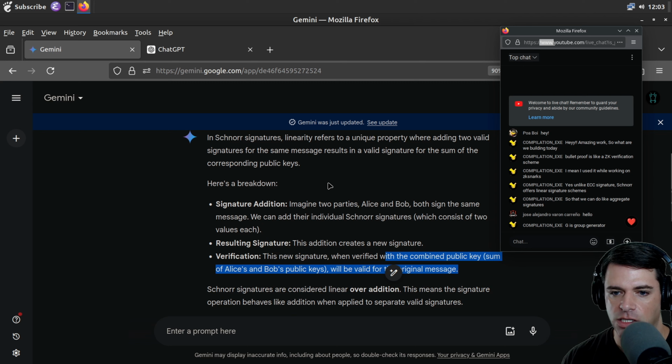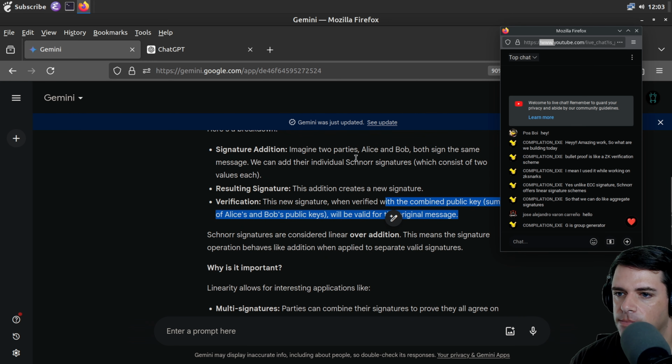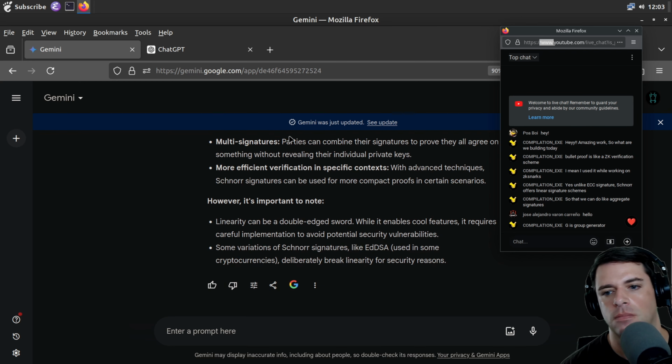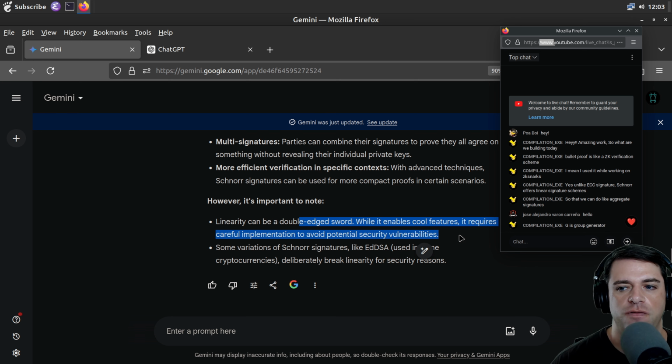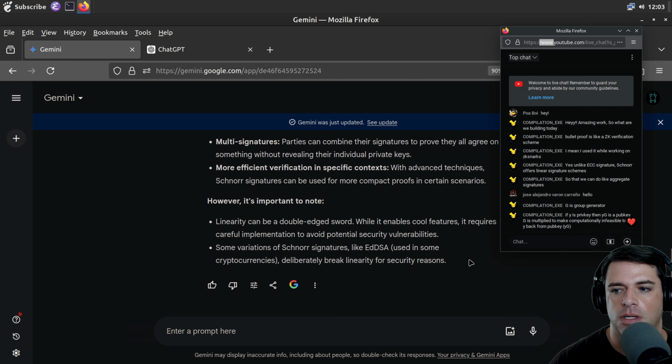So not over concatenation, the message remains the same. And the linearity is over, I don't know if you would say the message is fixed. So the message defines some sort of space or whatever. And it's like linear over the keys in some sense, I suppose. It's a double-edged sword. While it enables cool features, it requires careful implementation to avoid potential security vulnerabilities.